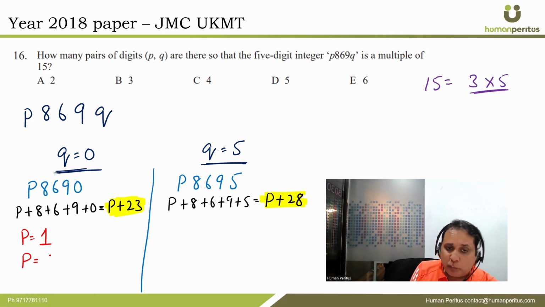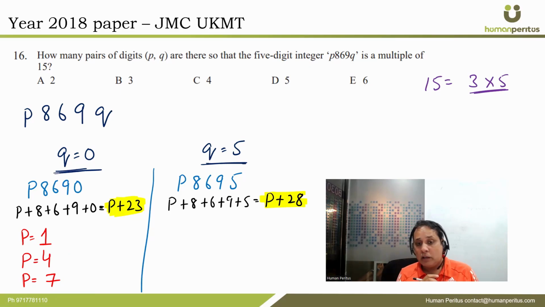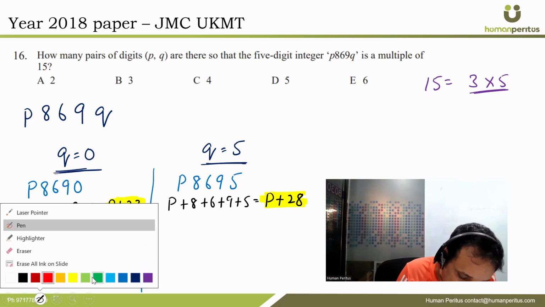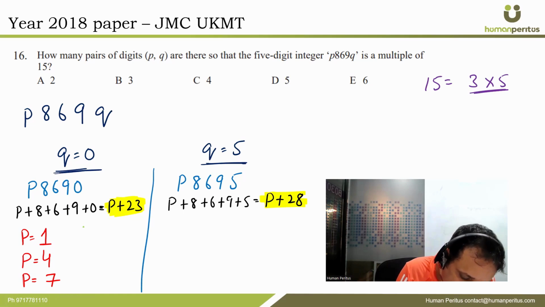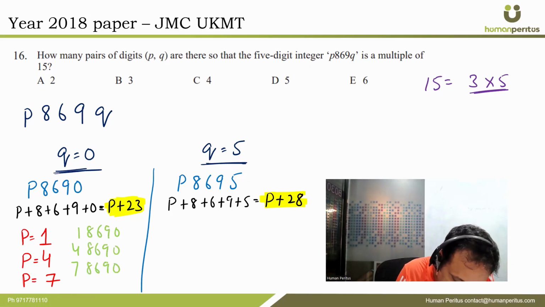Then what about P equal to 2? Then it becomes 23 plus 2, 25, not divisible. P equal to 3, again not divisible. P equal to 4, yes. 23 plus 4 is 27, divisible. Then P equal to 7 will work. Then P equal to 10 will work, but we can't take P equal to 10, because P has to be a single digit number. Now I'm coming to my answer. There are 3 values of P: 1, 4, 7, and the complete numbers are 18690, 48690, 78690.